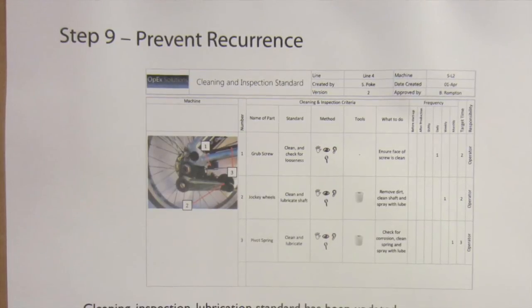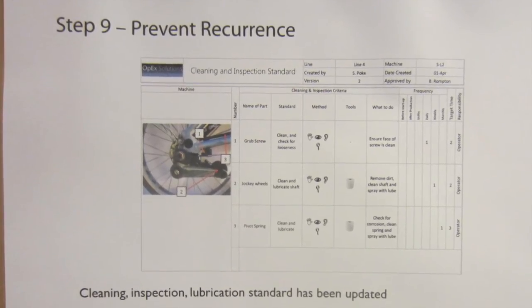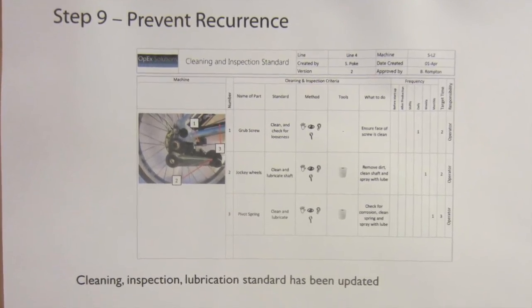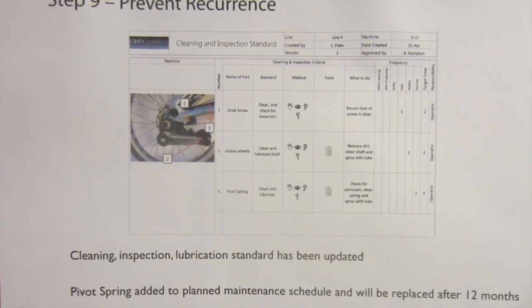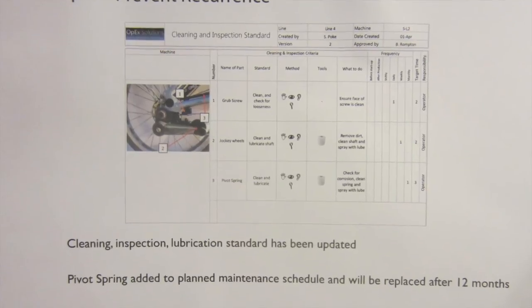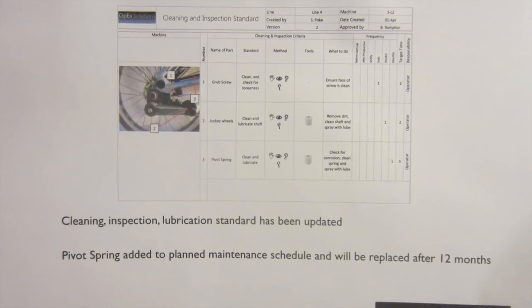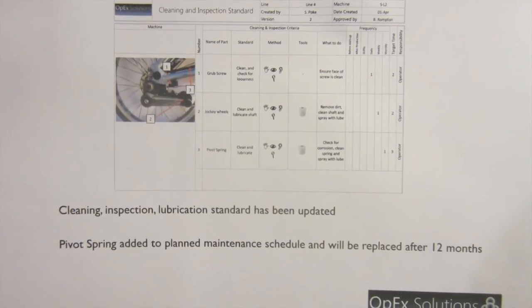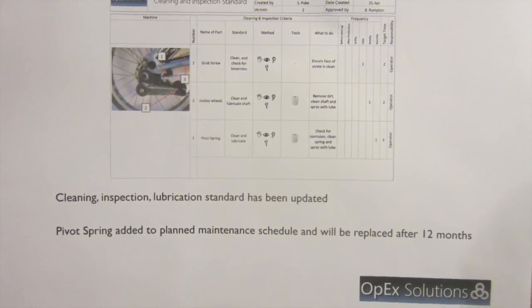In order to ensure that the problem does not recur, we must take some specific actions. This is often developing new standards such as standard operating procedures, new 5S condition, one-point lessons, and maintenance standards. In this case, due to the nature of the issue and the countermeasures, the autonomous maintenance cleaning, inspection and lubrication standard has been updated and a new planned maintenance task created.